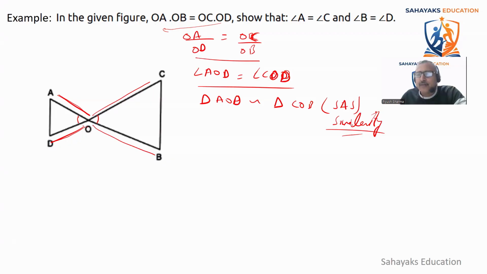Oh, my writing is so bad. By SAS similarity. Now if these two triangles are similar, what does that mean? That means angle A is equal to angle C, angle B is equal to angle D, and the third angle is equal to the third angle. So we have to find angle A is equal to angle C. Angle A is equal to angle C. Angle B is equal to angle D, hence proved.